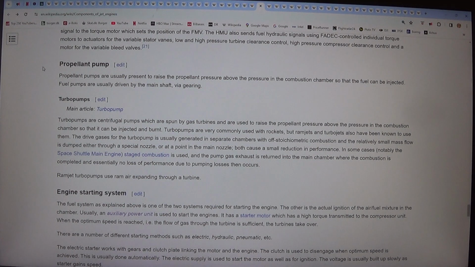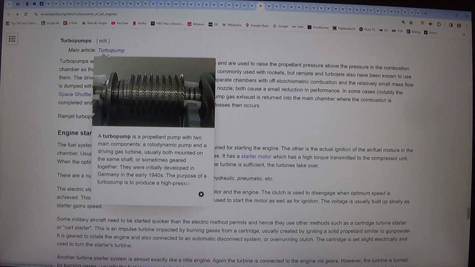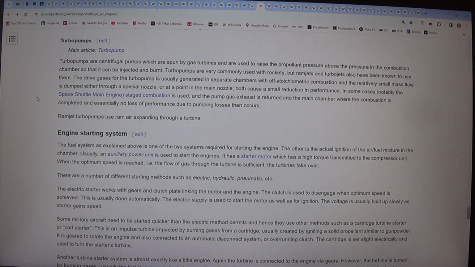Turbo pumps. Main article: turbo pump. Turbo pumps are centrifugal pumps which are spun by gas turbines and are used to raise the propellant pressure above the pressure in the combustion chamber so that it can be injected and burnt. Turbo pumps are very commonly used with rockets, but ramjets and turbojets also have been known to use them.